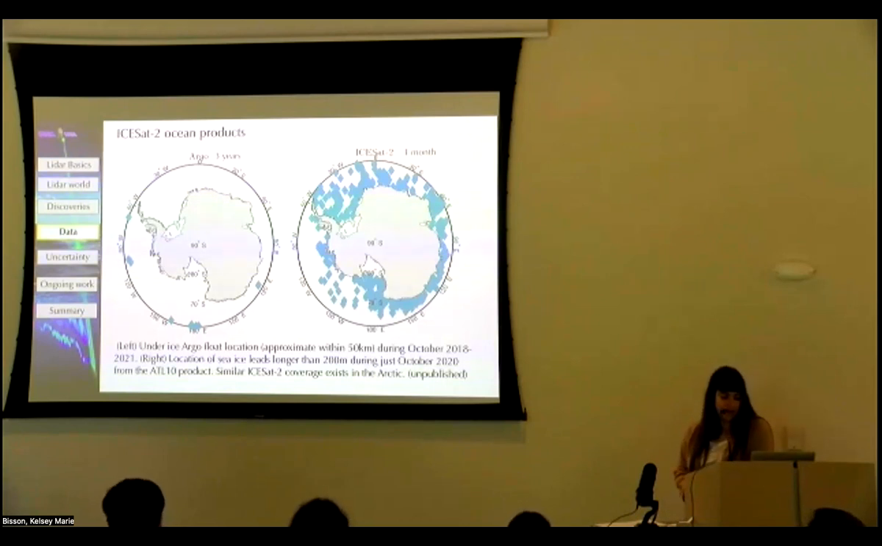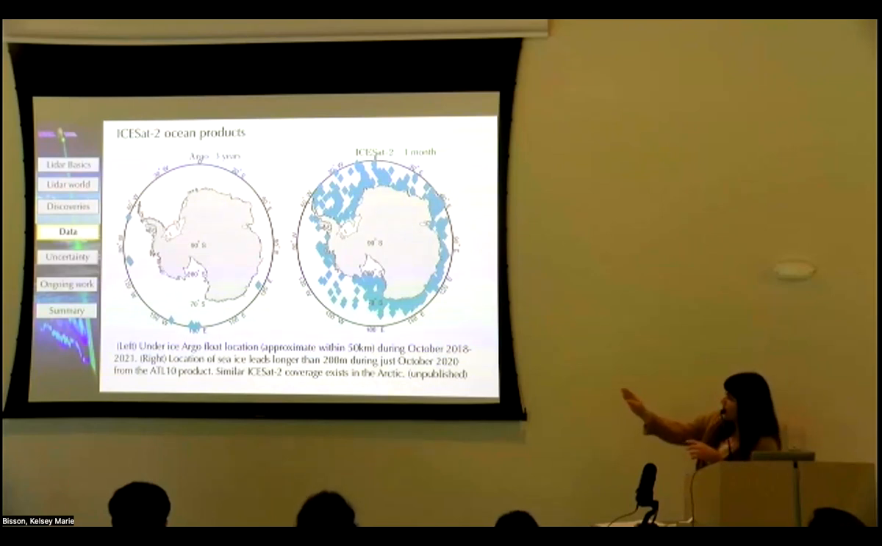Another thing that I've been really enjoying working on is looking at how we can try to see phytoplankton or sediments within sea ice fractures. I'm showing a plot here. One way that the community has tried to find under-ice investigations remotely is using BioArgo. On the left, you can see the locations of where there have been under-ice Argo floats collecting optical information. This is for a 3-year time period during October. And on the right, this is just 1 month of October, showing the location of sea ice leads longer than 200 meters.